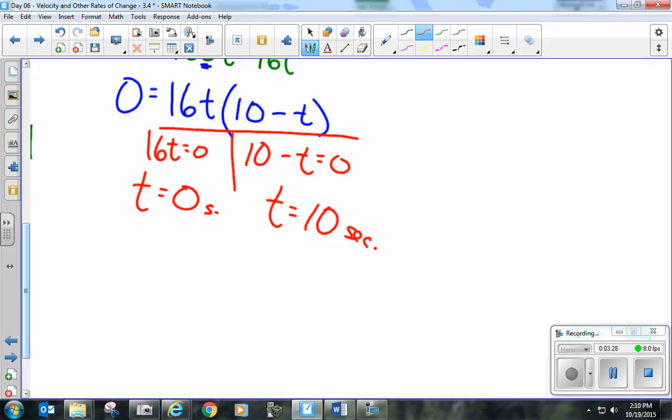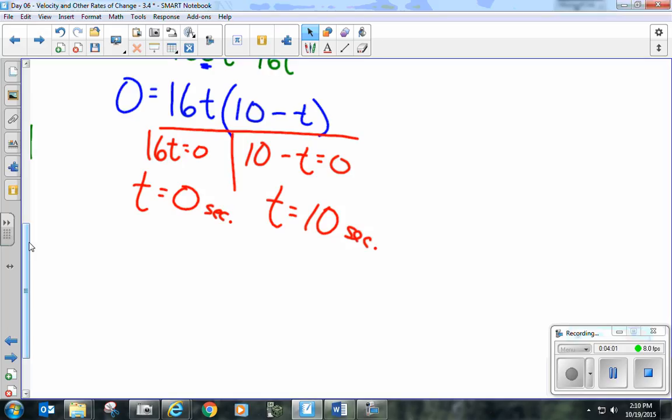So which one of these is when the rock hits the ground? 10 seconds. At 0 seconds, it started on the ground. Boom! Thing goes off, rock goes flying, comes back down, and hits the ground again, 10 seconds. What was the time, just out of curiosity, that we set the rock at its highest point? Yes. It was at 5 seconds.